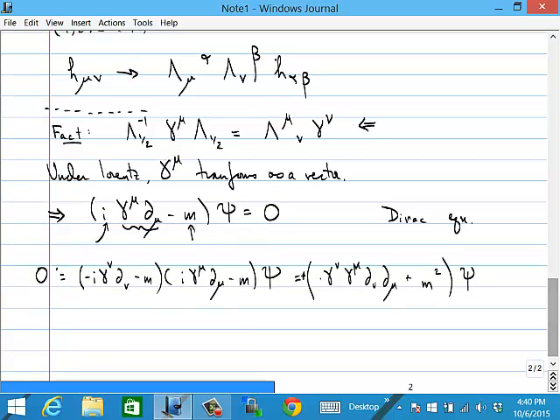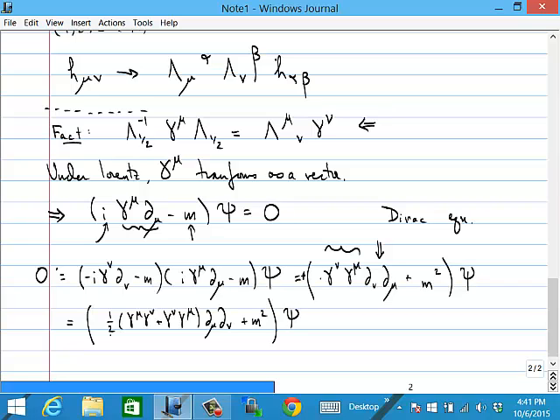And we can stare at this guy here. The first thing that you should notice is that by the equality of mixed partial derivatives, d by dx nu, d by dx mu is the same as d by dx mu, d by dx nu. That means that we only care about the symmetric combination of gamma nu and gamma mu. So you could rewrite that as 1/2 (gamma mu gamma nu plus gamma nu gamma mu) d by dx mu d by dx nu plus m squared.